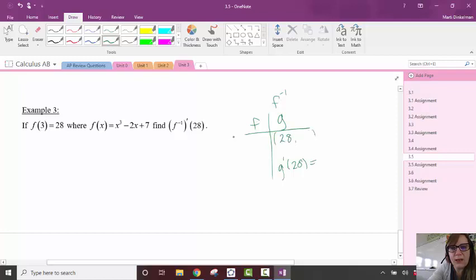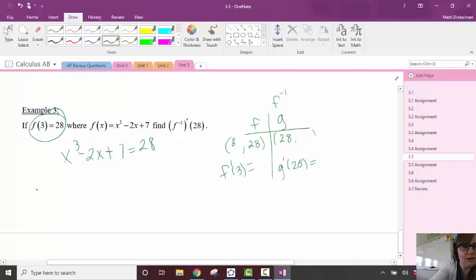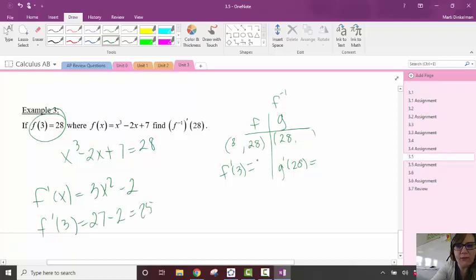Okay, so we know it's 28 comma something, and we know that the y coordinate is 28 over there. So what I'm saying is that we are trying to figure out when this thing is equal to 28. Now, sometimes they make us find that out and sometimes they give it to us. So luckily here, they told us that happens when x is 3. So now I should be able to find f prime of 3. So f prime of x is 3x squared minus 2, so f prime of 3 is going to be 27 minus 2, so 25. So that means this one is going to be 1/25.